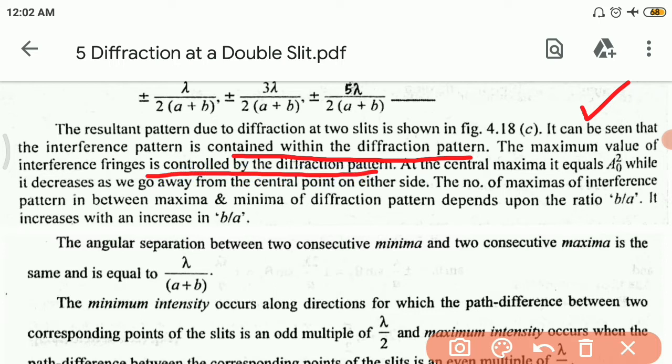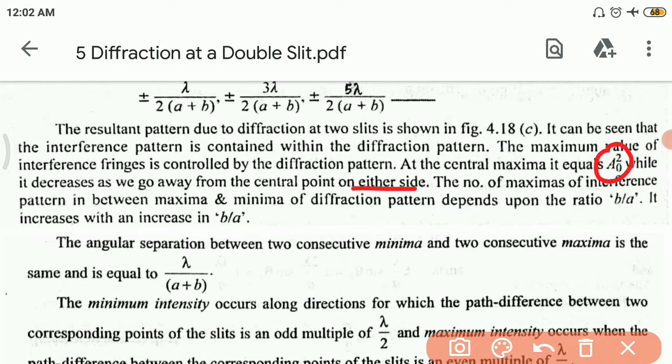Okay, so the maximum value of the interference pattern depends on the diffraction pattern, right? Now at the central maxima it will be equal to a0 square, while it decreases as we go away from the central point on either side, that is, left side or right side.